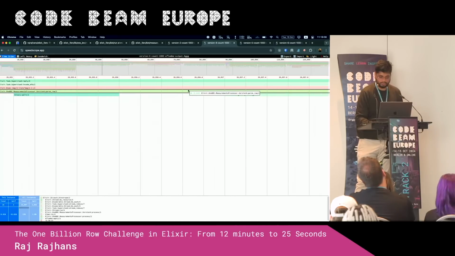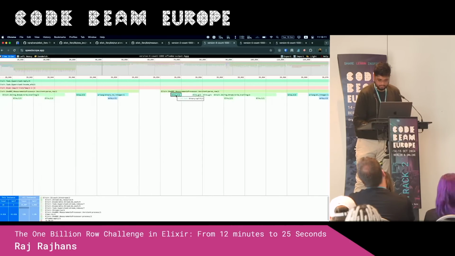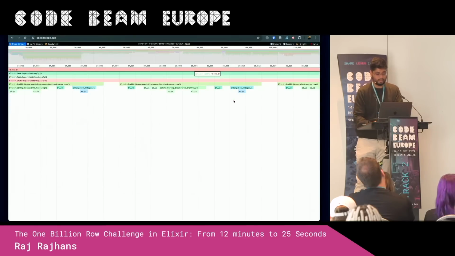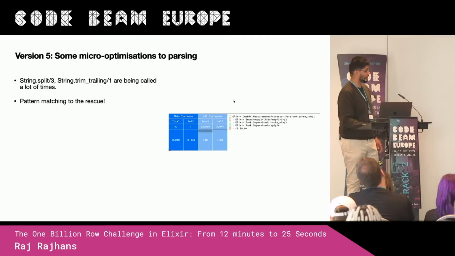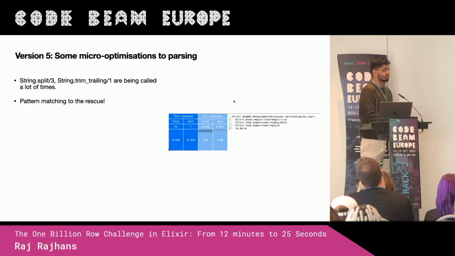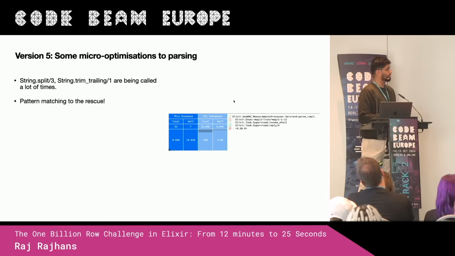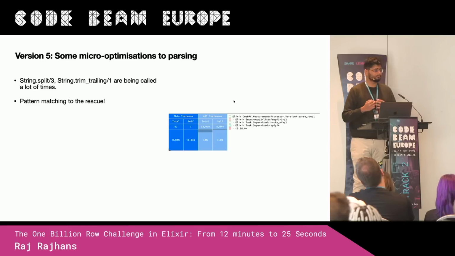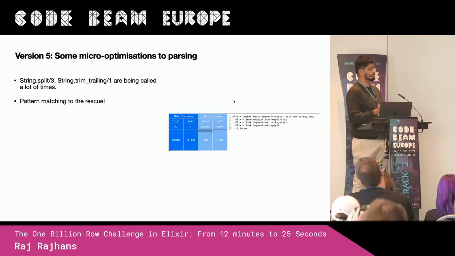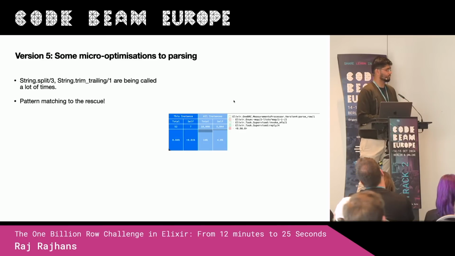So if you zoom in, we can see this is the parse row, and then we're doing split, trim, trailing, things like that. And they are taking a big chunk of time as well. Individually, they are very inexpensive, but we are literally calling them a billion times. So any savings there will help us. So then I thought, how can we optimize these things, String.split, or basically string operations? And pattern matching is what comes to mind because it gets optimized by the compiler itself.